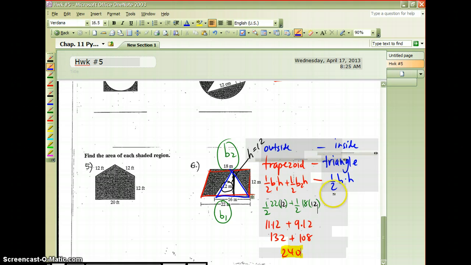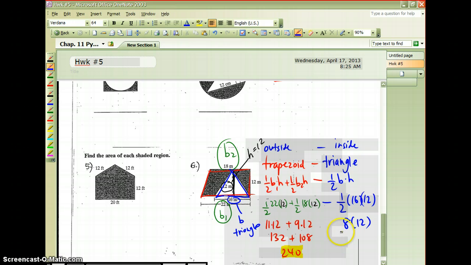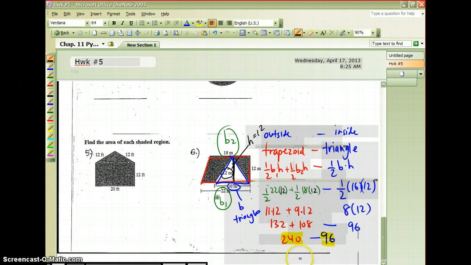So I'm going to now go to the triangle. The triangle is half. The base here of the triangle is 16. Okay, 16. And the height of the triangle is 12. So all of the heights happen to be the same for the triangle and the trapezoid. So half of 16 is 8. 8 times 12 is 96. So I'm going to subtract 96 from 240, and then giving me my final answer of, what did you get? Very good. The answer is 144 meters squared.